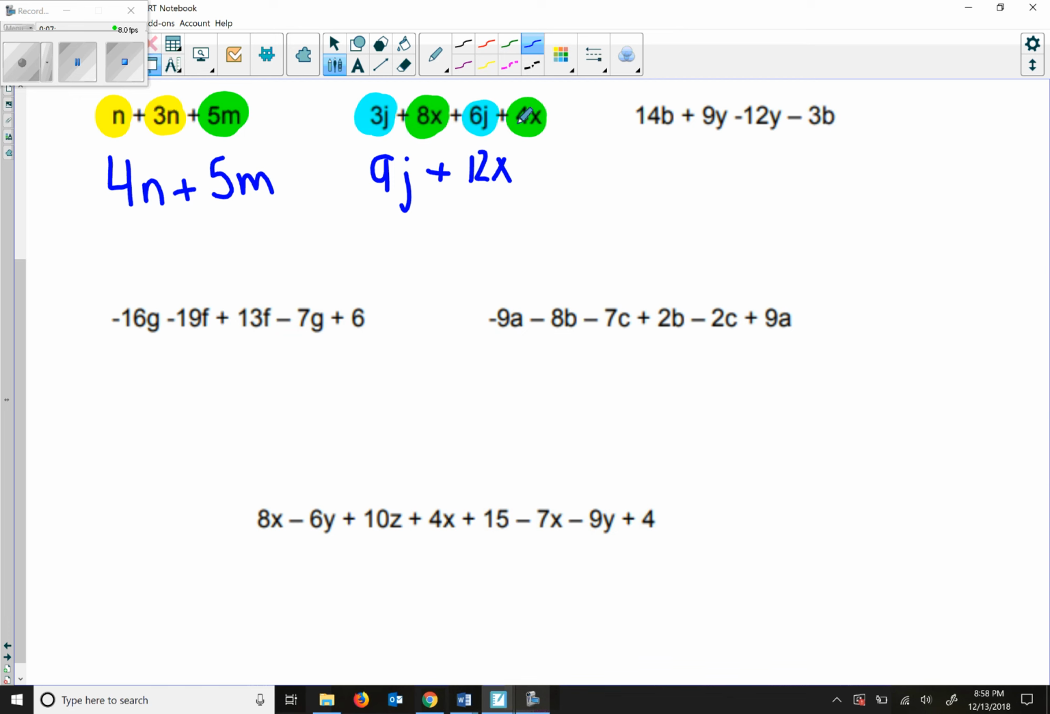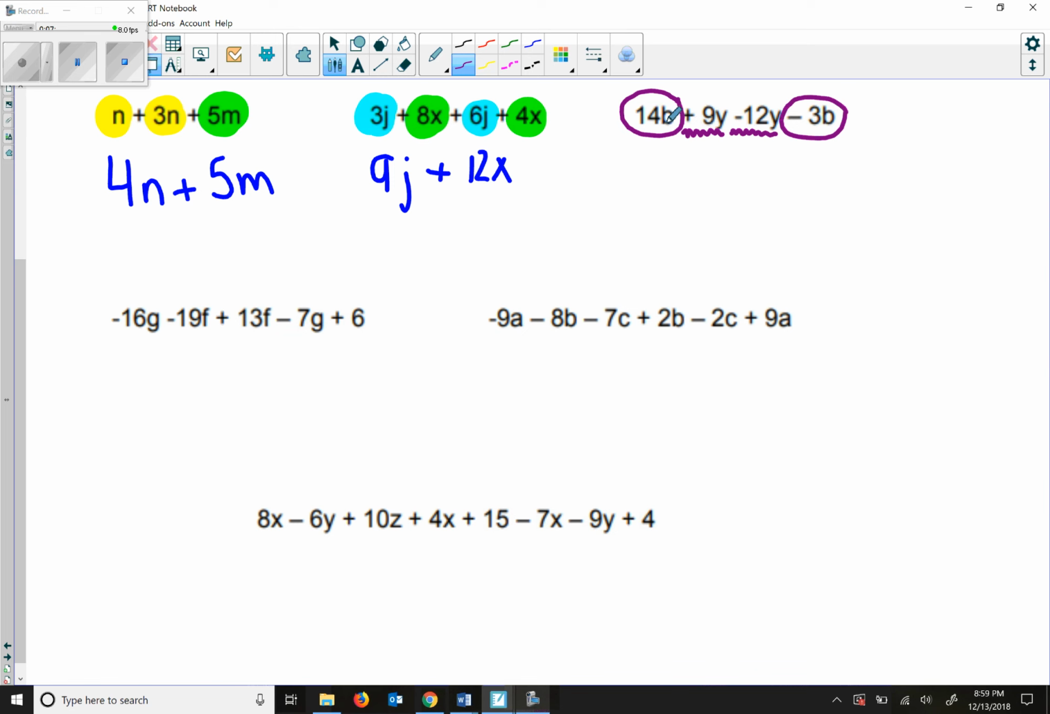Okay, let's say I don't have any highlighters, I just have my pencil. What I would do is go through and maybe circle all of the B's. So I have 14B and I have -3B. Maybe I decide to squiggly underline the Y's so that I can spot those quickly and easily. Maybe you put a box around one variable or a triangle around another variable. Just something so that you can easily find all of your like terms so that you can combine them.